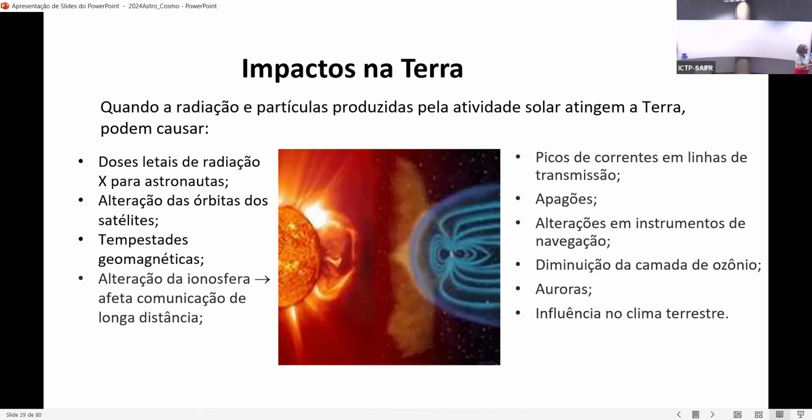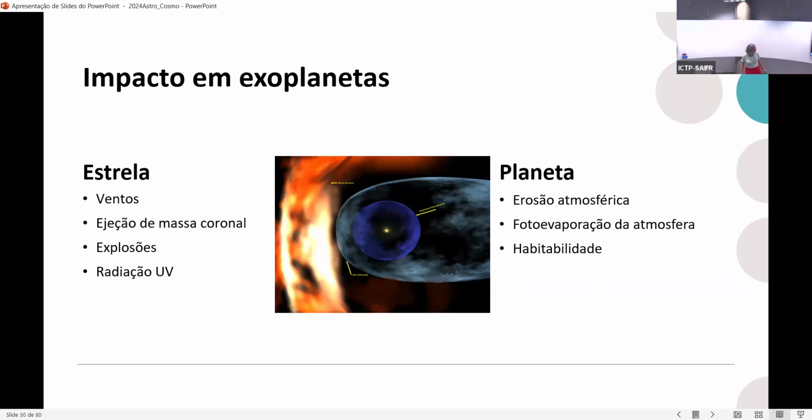And of course, you might lose a signal, like cellular signal and all of that. So, a decrease in the ozone layer, the beautiful auroras, and a more controversial thing, which is the influence on the climate of Earth.